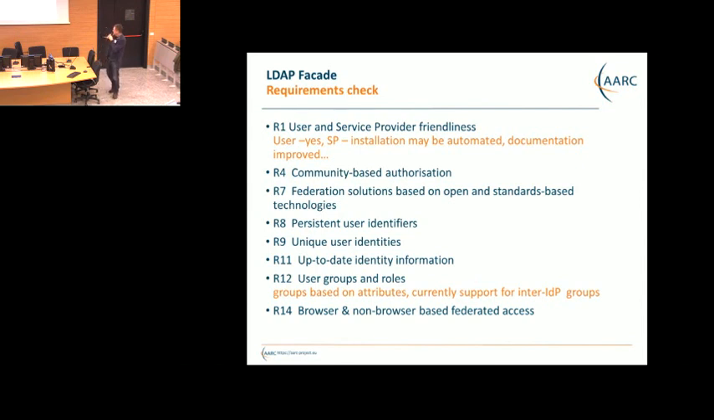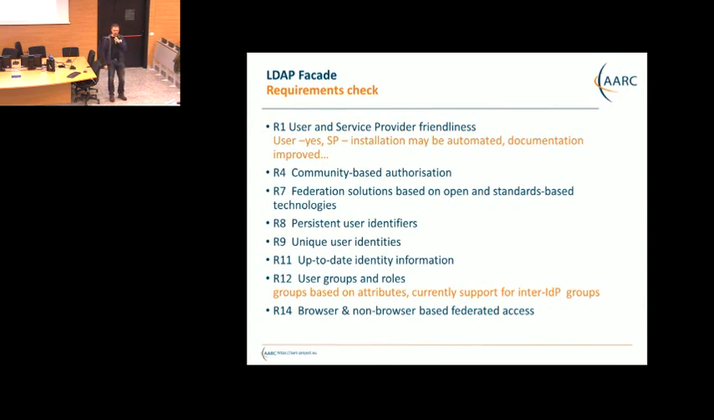There's community-based authorization in place. There's a federation solution. We have persistent and unique user identifiers. Correct me if I'm wrong in something. We have up-to-date identity information, because the identity is checked each time the user is accessing the resource. User groups are in place. They are based on attributes provided by the identity provider.